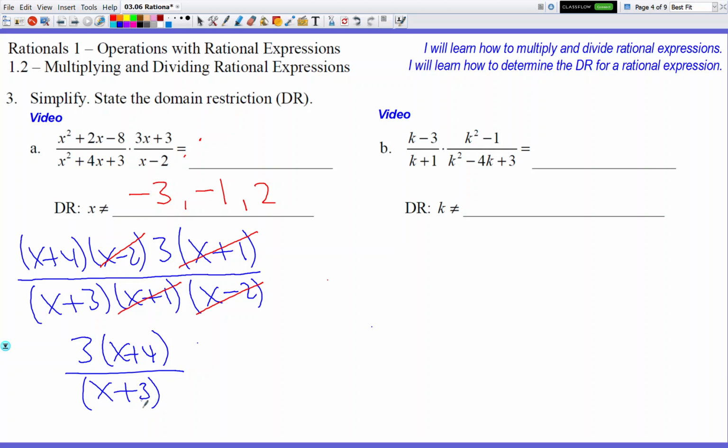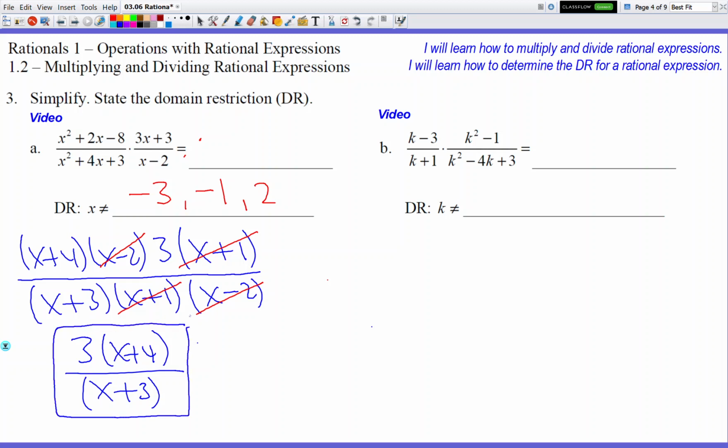This is not a 3 on the bottom. This is an x plus 3 on the bottom. And you got a 3 all by itself on the top. So they don't match. I know 3 and 3 are the same number, yes, but this is not a 3 on the bottom. This is an x plus 3 on the bottom. So unless I see an x plus 3 on the top, I'm not allowed to cross them out. So this is going to be your final answer for problem A.